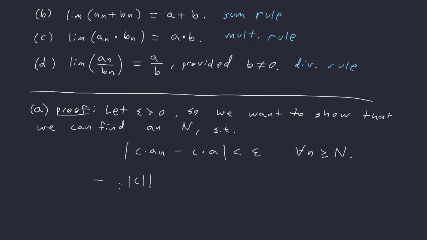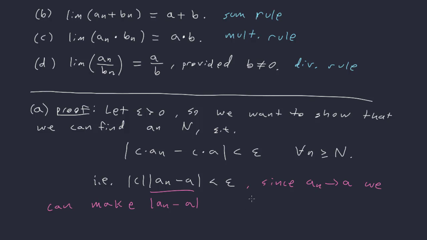So, let me just put, i.e., we want to show this: that the absolute value of c times (an minus a) is less than epsilon. But this absolute value of an minus a, since an converges to a, we can make this absolute value of an minus a as small as we want. Right? Since an converges to a, we can find an n that will make this happen.